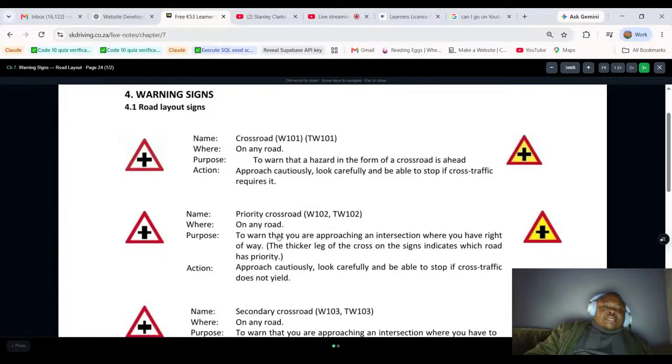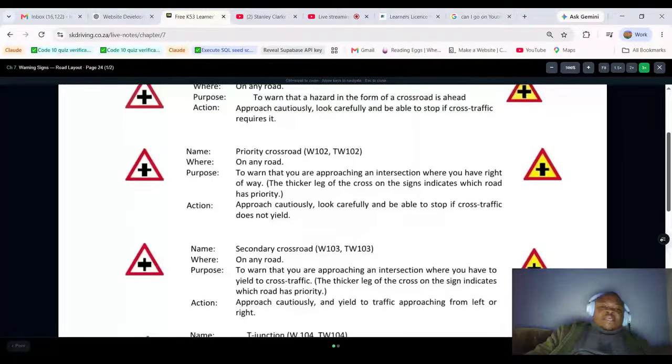This priority crossroad sign warns you that you are approaching an intersection where you have the right of way. Meaning, at a priority crossroad, you do have the right of way. If they are asking you a question, when you see this sign, know that you have the right of way. That's how you answer the question, right?